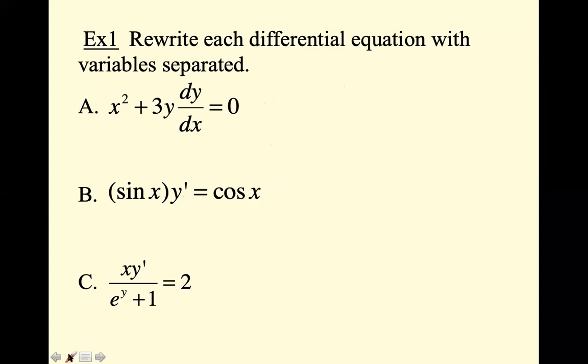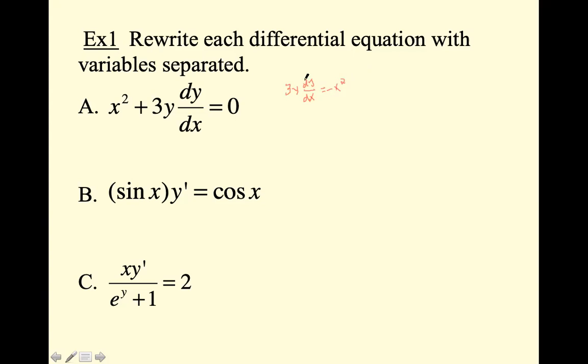Grab my pen here. And first of all, since I want dy/dx by itself, I'm going to move x squared to the other side. So in this first example, I have 3y dy/dx equals, and that would be negative x squared on the right.